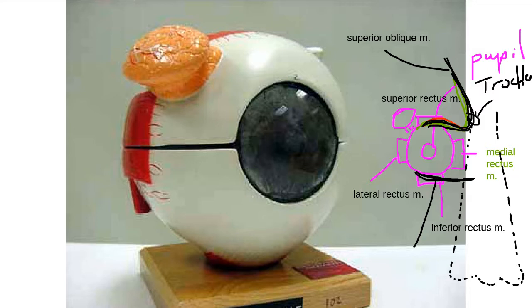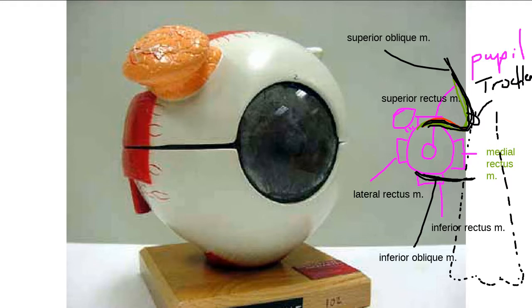Okay? So there you have the sixth muscle, the rectus abdominis. Sorry, not rectus. Superior rectus muscle, lateral rectus muscle, inferior rectus muscle, medial rectus muscle, superior oblique muscle, and inferior oblique muscle. Okay.